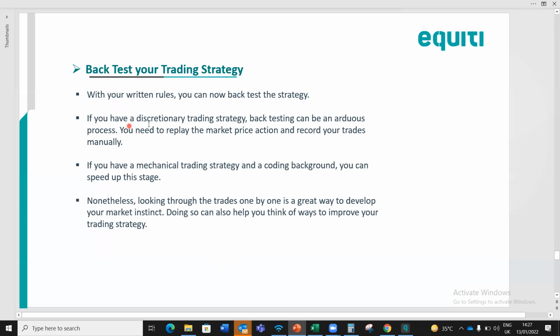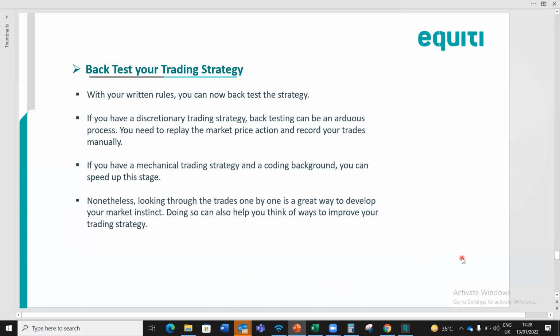If you have a discretionary trading strategy, backtesting can be an arduous process. You need to replay the market price action and record your trades manually, right? So that's for manual backtesting. If you have a mechanical trading strategy and a coding background, you can speed up this process. Nonetheless, looking through the trades one by one is a great way to develop your market instincts. Doing so can also help you think of ways to improve your trading strategy.